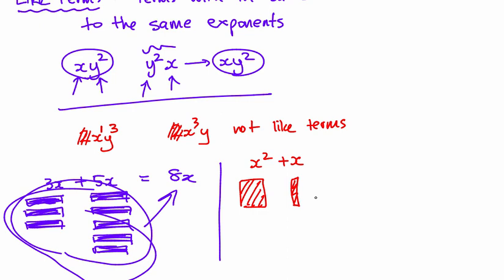So every polynomial term has a different shape to it. And if you really remember that, you won't have much problem with combining together like terms.